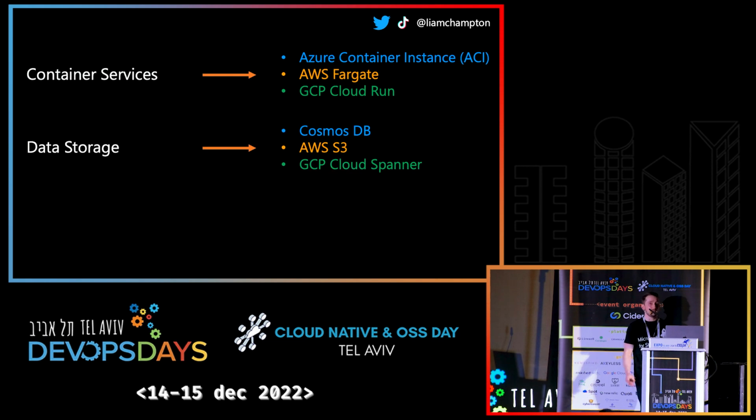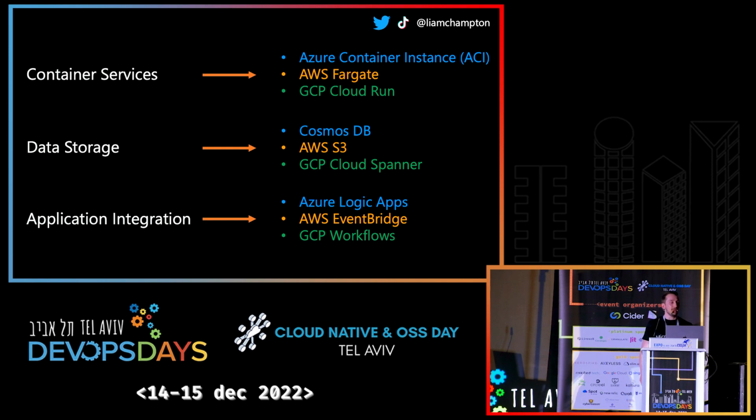Data storage, because people also don't realize that serverless can be incorporated in data storage. Whether it's databases or buckets, so Cosmos DB in Azure, AWS S3, or GCP Cloud Spanner. Some really cool services again. And then finally, application integration. If you want to move things around inside your workflow, you've got Azure Logic Apps, AWS EventBridge, and GCP Workflows. Again, a really good way for you to incorporate this into your application and your infrastructure at a serverless level.